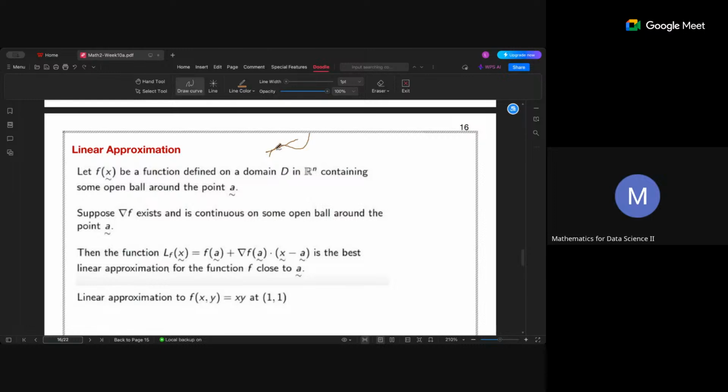So in case of one variable, for this curve, the linear approximation is given by the tangent at that point, the equation of the tangent at that point. In case of Rn, it is going to be the equation of the tangent plane at that point, right? So now, what is the linear approximation to this function at (1, 1)? Do we already know the answer?